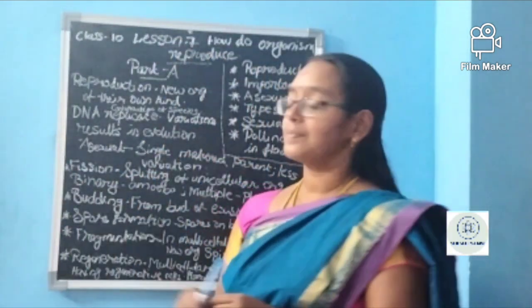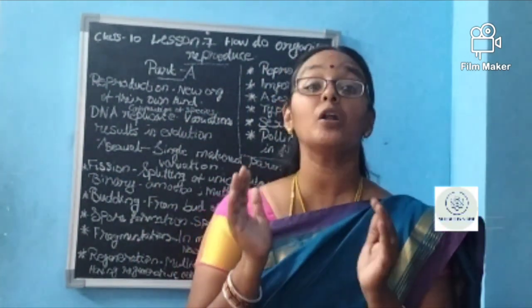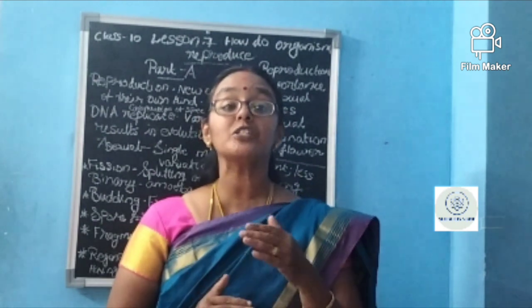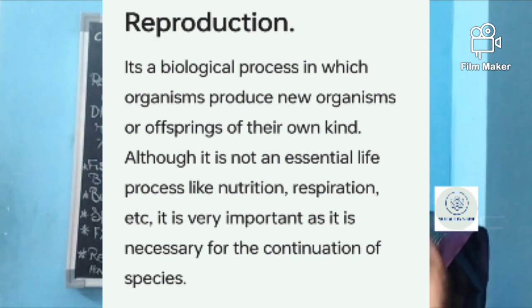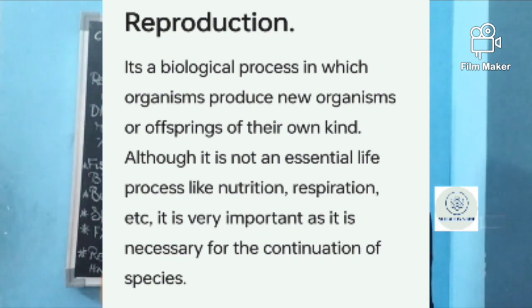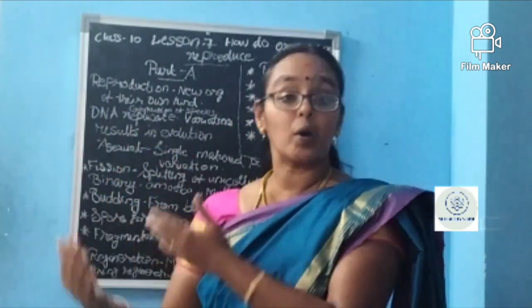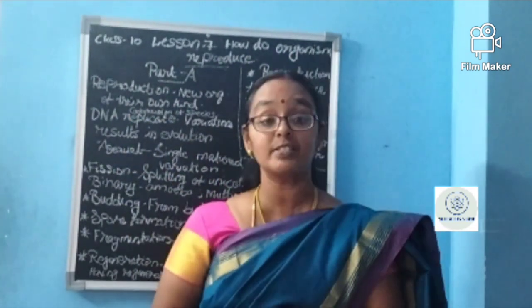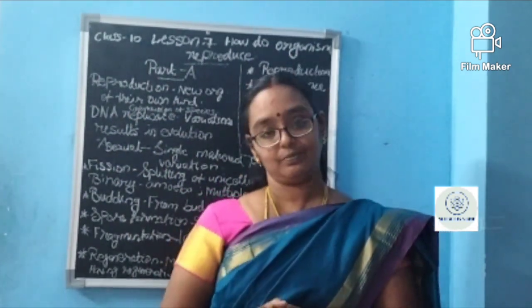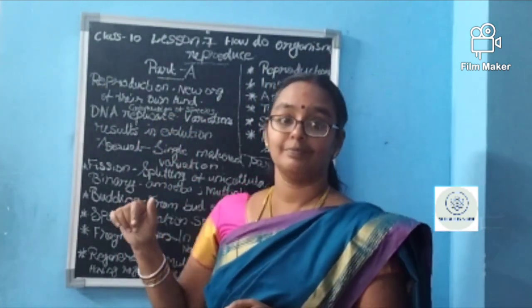How do organisms reproduce? What is reproduction? It's a biological process in which organisms produce new organisms of their own kind. You will write everything: it's a biological process, the organism produces a new organism. But you will forget to write one word. What is that? Of their own kind. It should not be missed because it has value.